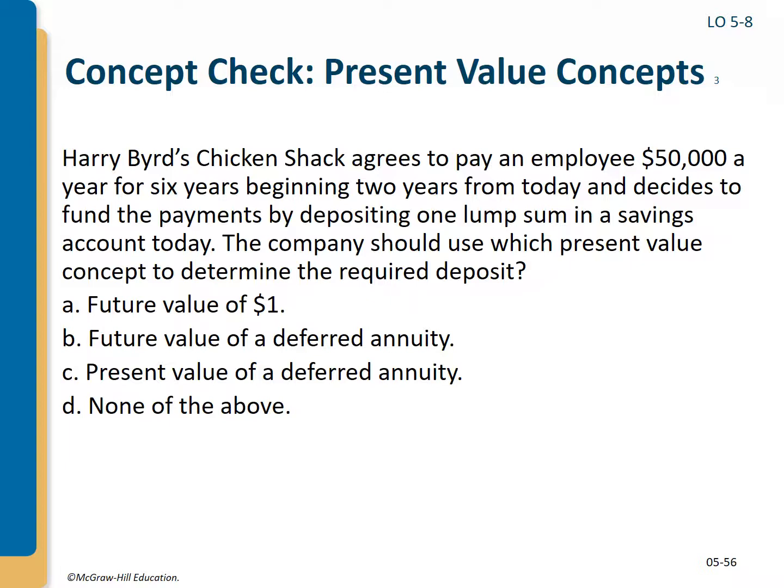Harry Bird's Chicken Shack agrees to pay an employee $50,000 a year for 6 years beginning 2 years from today and decides to fund the payment by putting money away today in a savings account. How much should they put away? This is a deferred annuity. Present value of a deferred annuity. First, we need to figure out the $50,000 value as of the beginning of year 3, and then the present value of that amount.